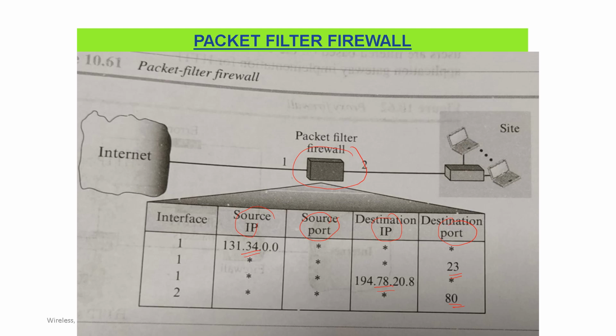So if this is the value of this table, all the packets from this particular source IP will be blocked and others are permitted. Similar to that, all the packets towards this destination IP address will be blocked by the packet filter and the others are allowed to go. And the packets from port number 23 and port number 80 also will be blocked and others are permitted to enter.